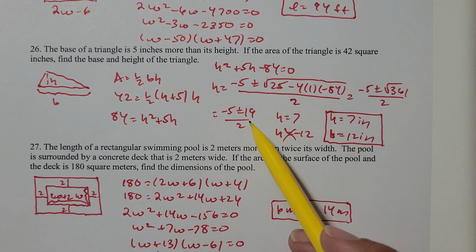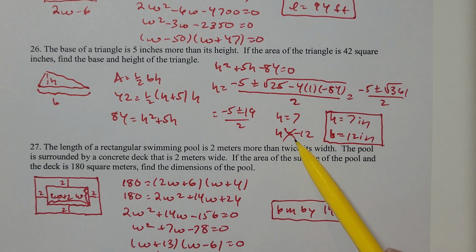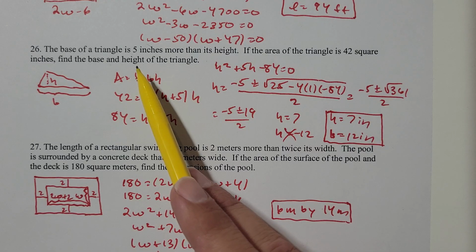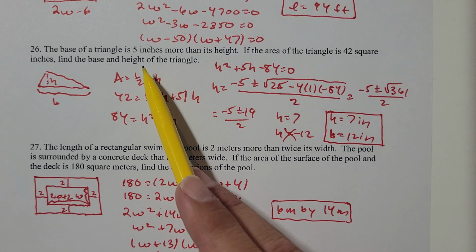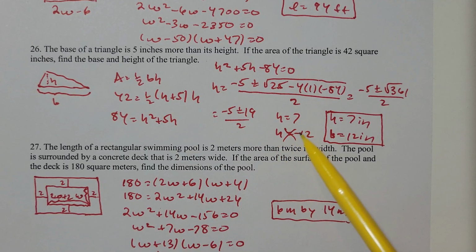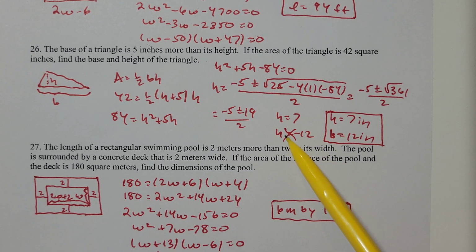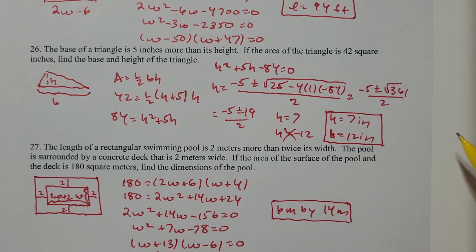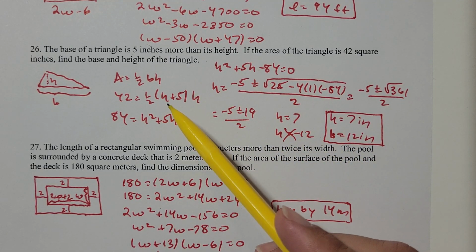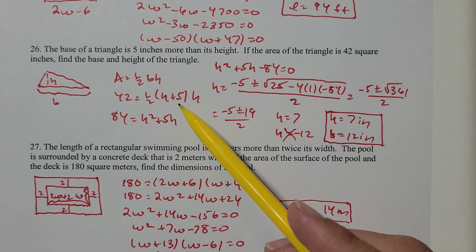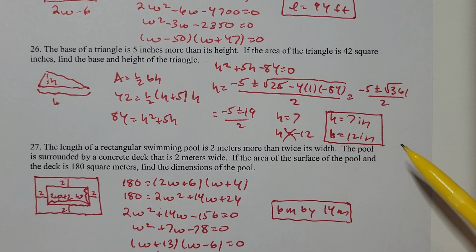-5 plus 19 is 14. 14 divided by 2 is 7. And then -5 minus 19 is -24, and -24 divided by 2 is -12. h is the height of the triangle. The height of a triangle can't be a negative. That doesn't make any sense for what we have. So I'm going to throw away the -12 there, and it looks like the height of this triangle will be 7 inches. Then the base is 5 more inches than the height, so 7 plus 5 is 12 inches.